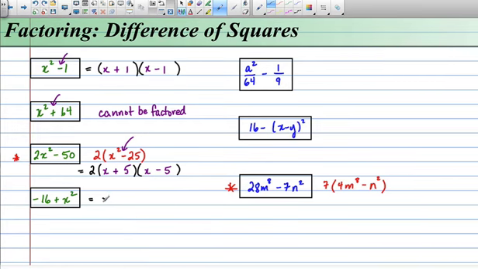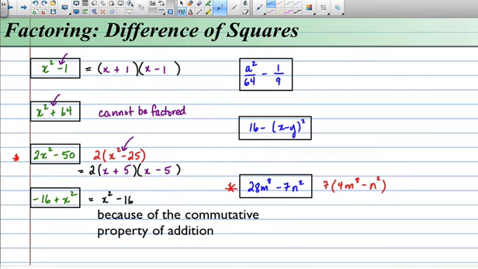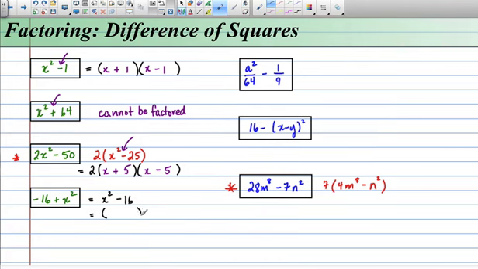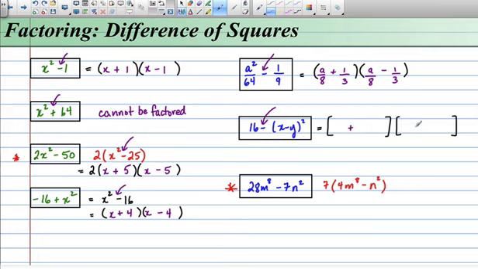For this one, we can rewrite. We have a difference of squares. X, square root of 16, 4, 4. We have a difference of squares. We write plus minus, and the last would be 1/3. We have a difference of squares, so we have a plus, minus.